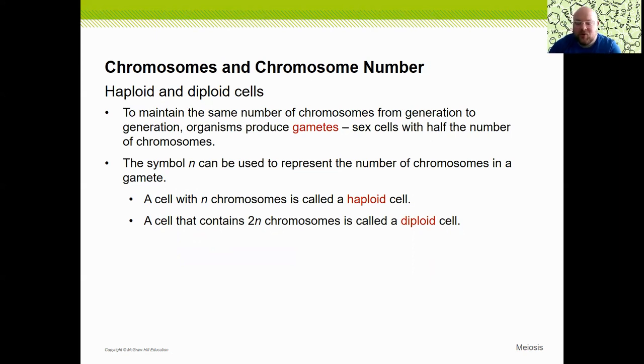If we use the letter N to represent the number of chromosomes in a gamete, a cell with N chromosomes is haploid, and a cell that has 2N chromosomes is diploid. So haploid cells would be our sex cells, or our gametes. Every other cell in your body, hair cells, bone cells, muscle cells, every single other cell, is a diploid cell. So when you hear the terms haploid and diploid, only gametes or sex cells are haploid, and everything else is diploid. As we start talking about meiosis, we're going to be focused on haploid cells here.